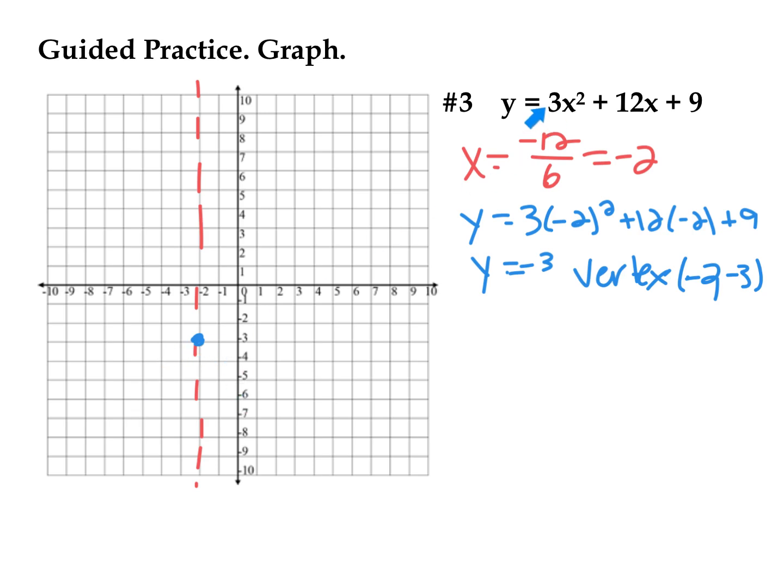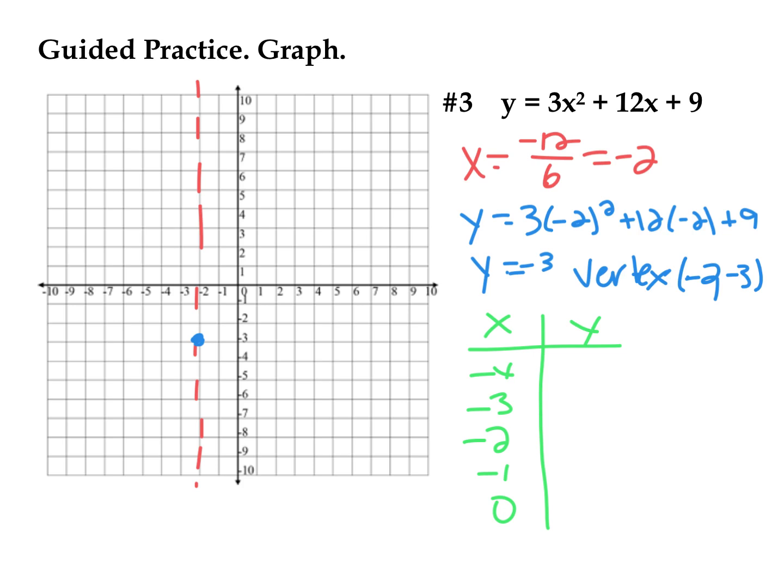I should know here with an a value that's positive, it's going to open up. So I want points on both sides. I want to plug in -3 and -4, and then -1 and 0. Right? So find the middle and plug in 2 points on either side of the middle. So when I make my table of values, okay, -2 is going to be in the middle. And then I'm going to have -3, -4, -1, and 0.